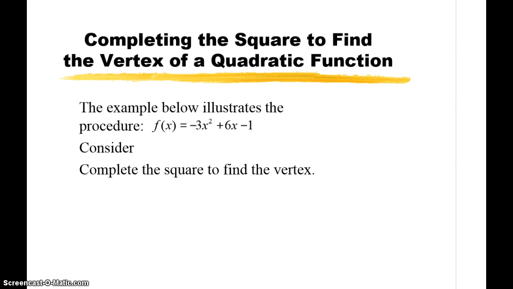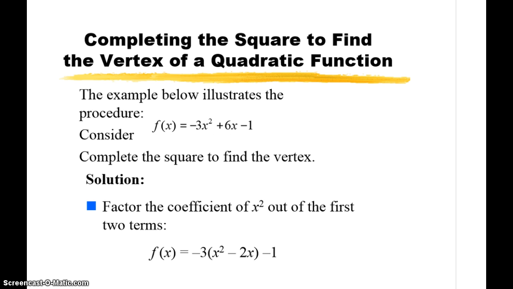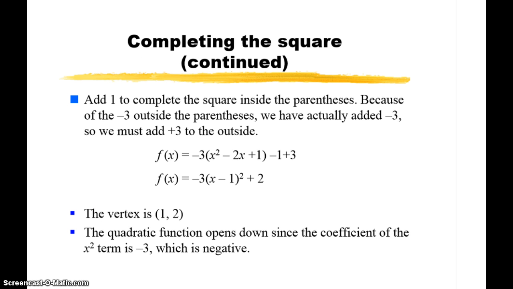So we complete the square on this function, negative 3x squared plus 6x minus 1, to find the vertex. The very first step you should take is to factor the coefficient of x squared, that negative 3, out for the first two terms, the quadratic term and the linear term. So when I factor out a negative 3, I'm left with x squared minus 2x, and outside the parentheses I still have the constant term, the minus 1. Okay. The next step is to add 1 to complete the square inside the parentheses.